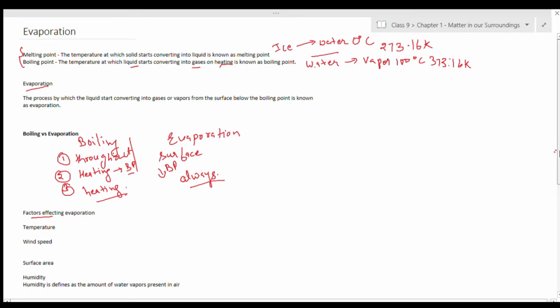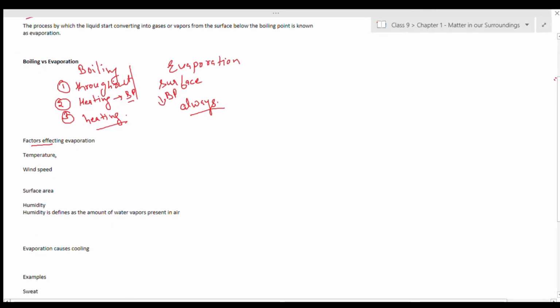Next topic is factors affecting evaporation. So there are a few factors that affect evaporation. First one is temperature. As we increase the temperature, the rate of evaporation also increases. And this increase is because of an increase in kinetic energy. So an increase in temperature is directly associated with an increase in heat, and increase in heat provides a sufficient amount of kinetic energy to the particles of liquid present on the surface to escape and convert into vapors.